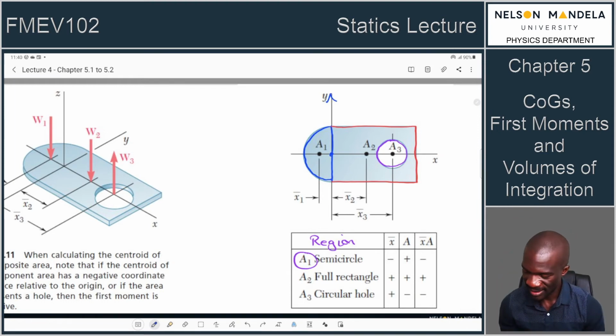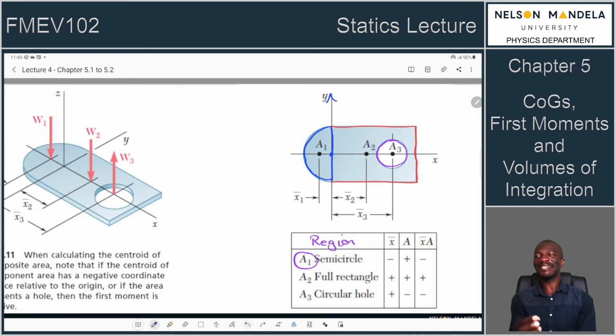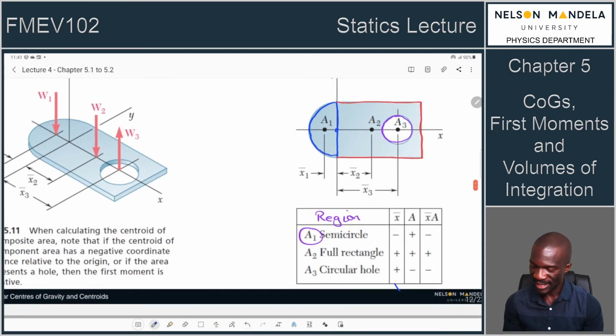Now, remember, it's positive in the sense that if you look at the y-axis, you would see it rotate in the anti-clockwise direction. Now, the material that we are removing, which is the circular hole, is positioned at a positive x-axis, so that's its centroid. How about its area? Its area is negative. So we are actually removing material, so it's given as negative, so it gives us a negative first moment.